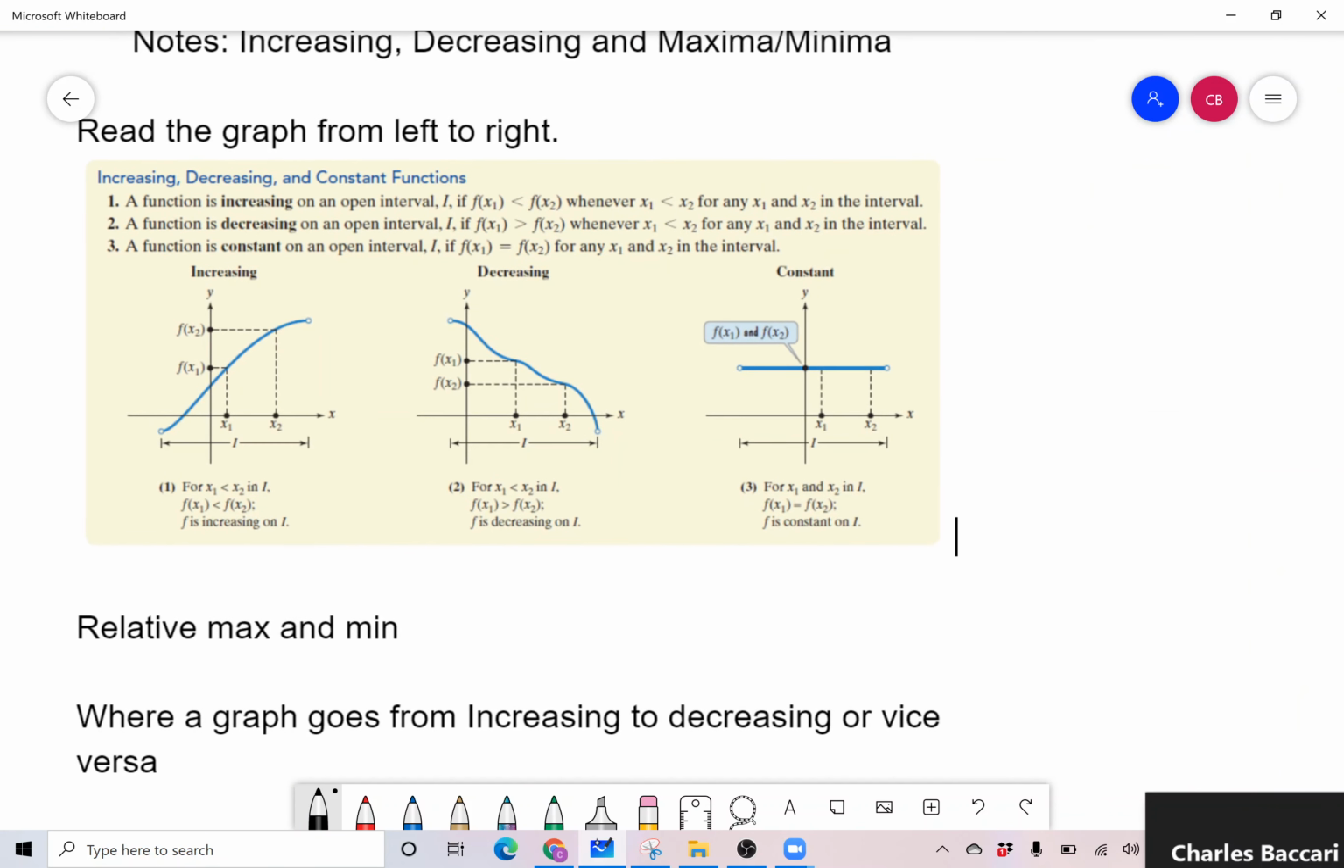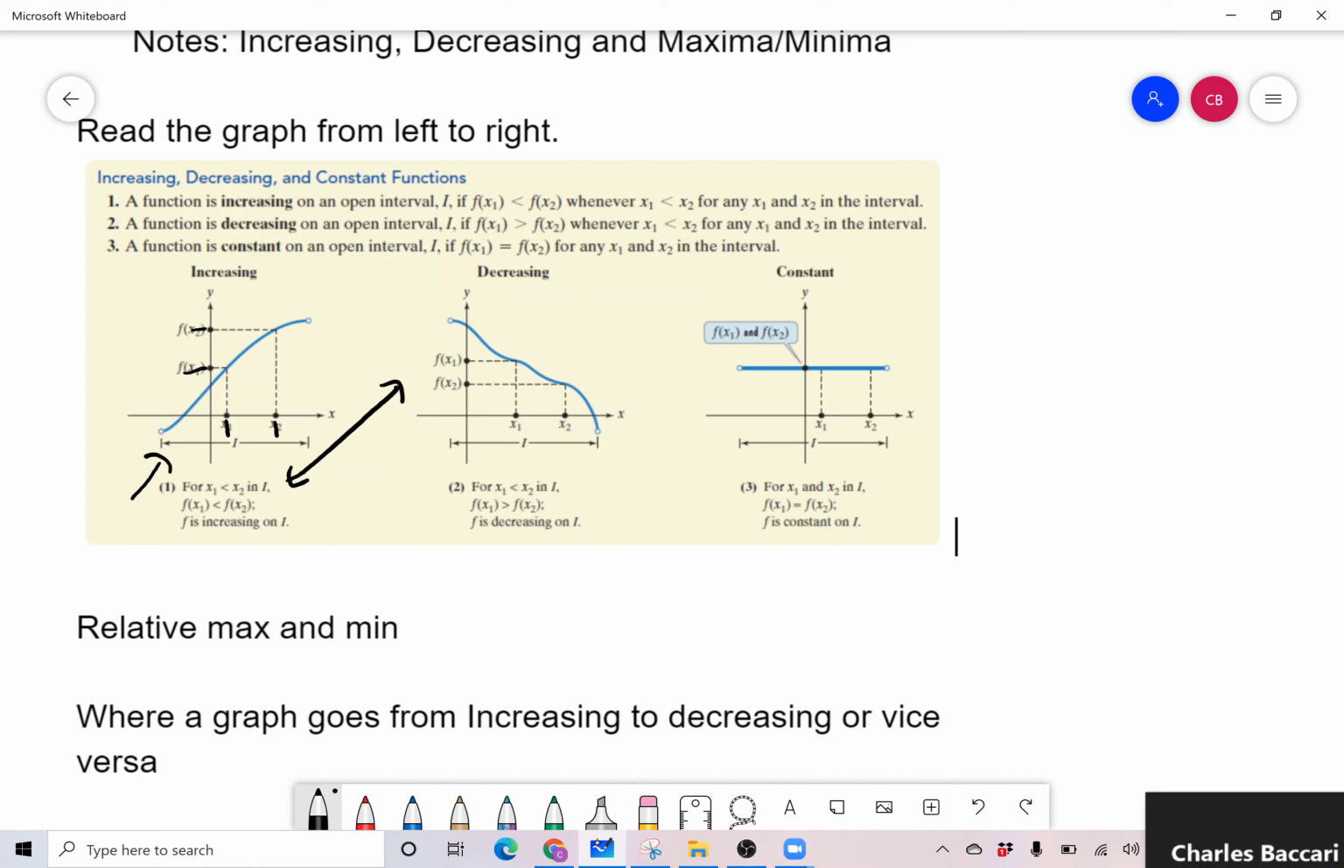A function is increasing on an open interval I if f of x1 is less than f of x2 whenever x1 is less than x2. And so if you look at this, what that says is this x value is less than this x value, so that implies this value is less than that one. And so what that means is from left to right, it has an upward trend.